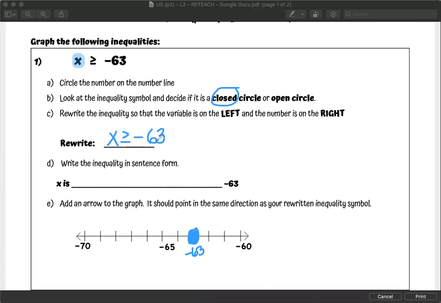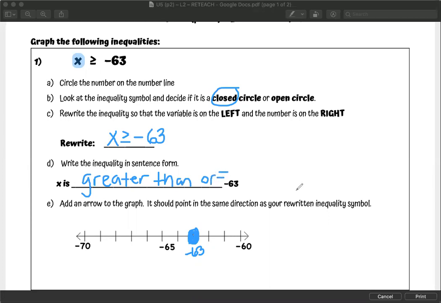And then we're going to write the inequality in sentence form. So use your cheat sheet to remind yourself, okay, greater than or equal to. So x is greater than or equal to negative 63.